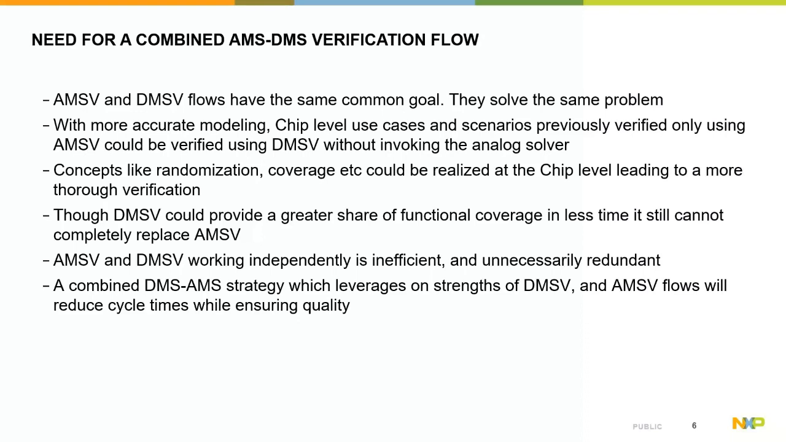So the basic point here is that AMS and DMS working independently, working in silos without collaboration, is very inefficient, as well as unnecessarily redundant. That's why a combined strategy which leverages the strengths of both AMS and DMS will reduce the cycle times, at the same time ensuring verification quality.